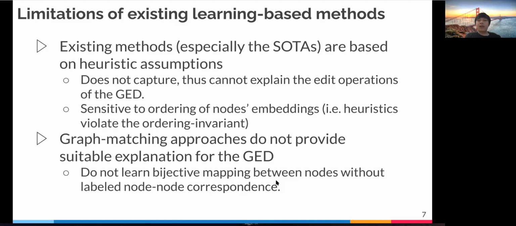Note that graph matching approaches can also be related to our work. However, none of the existing graph matching approaches can provide a suitable explanation for the GED. This is mainly because they do not learn the bijective mapping functions unless the node correspondences between the two graphs are provided.